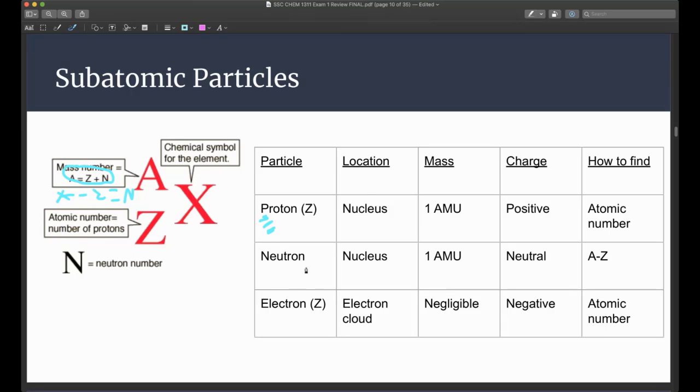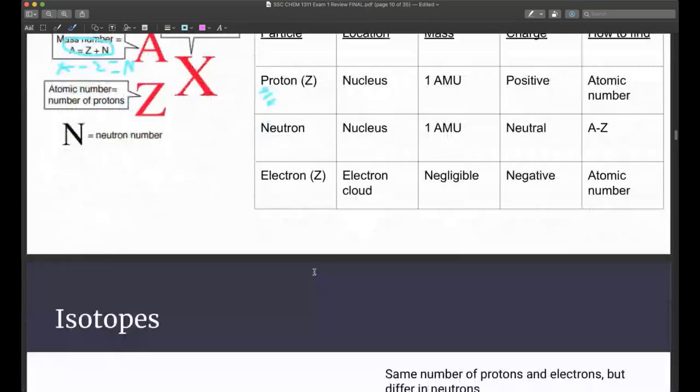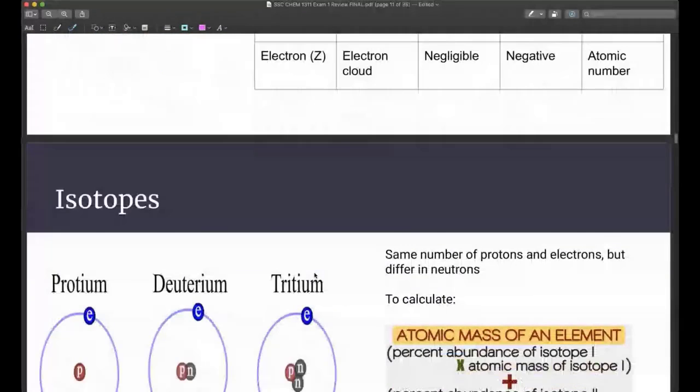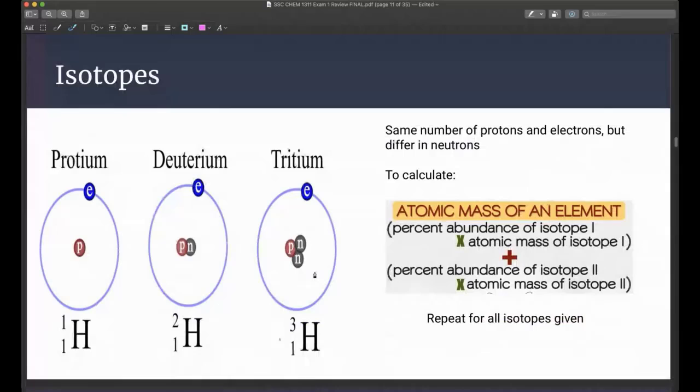but the neutrons differ. And what do we call atoms that have different neutrons, but the same protons and electrons? They're called isotopes. So here are some examples. They have the same number of protons and electrons, but they differ in the neutrons. And here are the three. These are all isotopes of the element hydrogen.